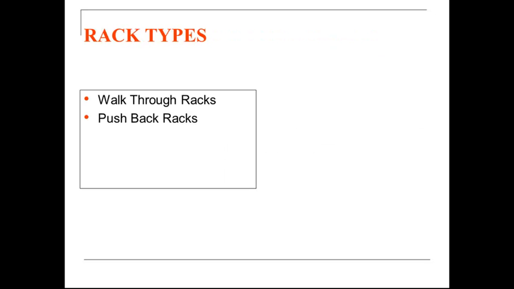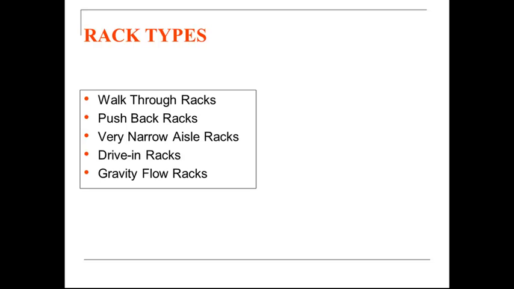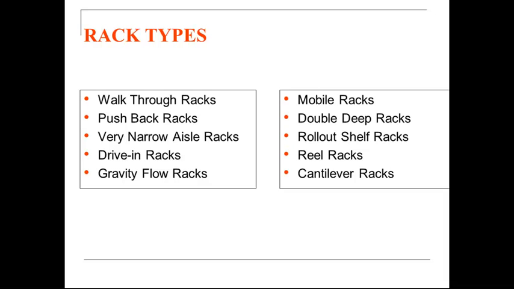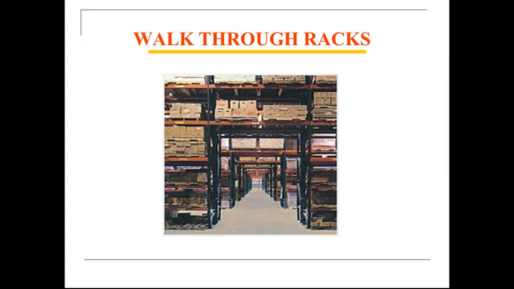So we have different types of racks. First one is the walk-through racks, pushback racks, very narrow aisle racks, driving racks, and the gravity flow racks. And I'm going to show you pictures of those in a second. Mobile racks, double deep racks, roll-up shelf racks, video racks, and cantilever racks.